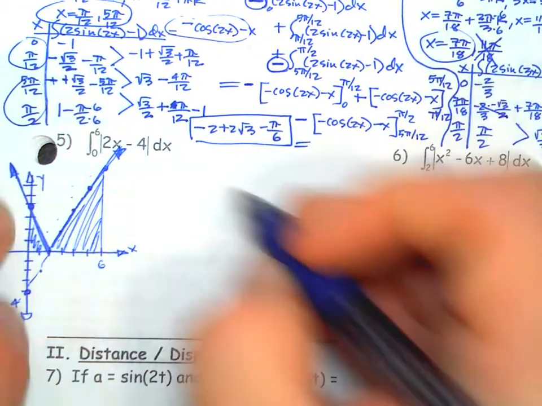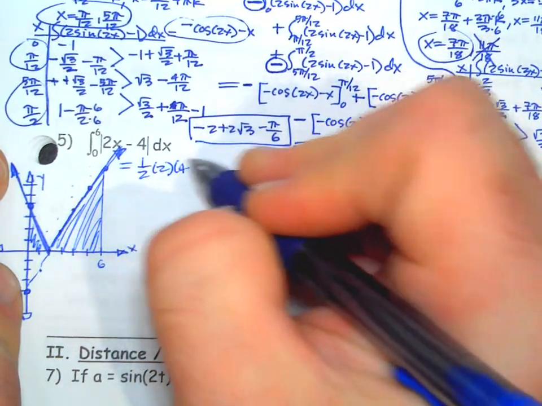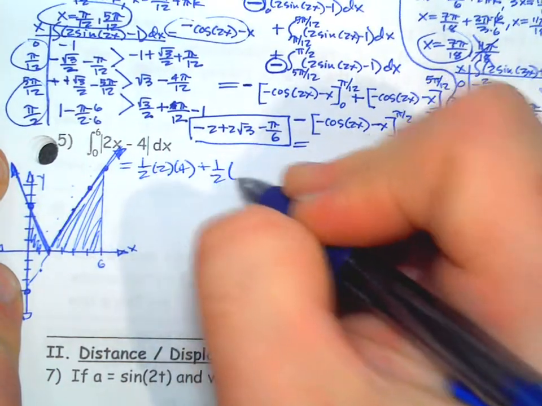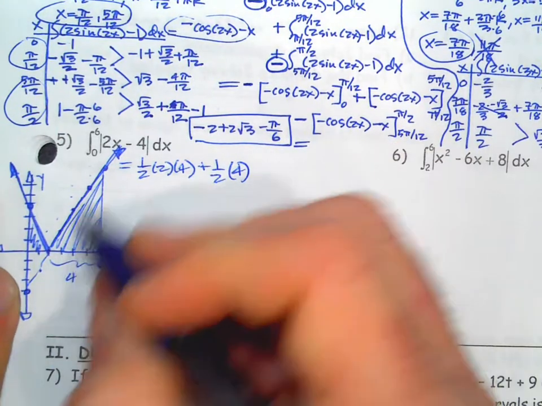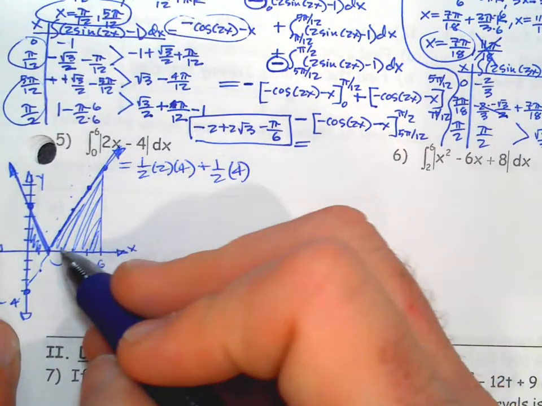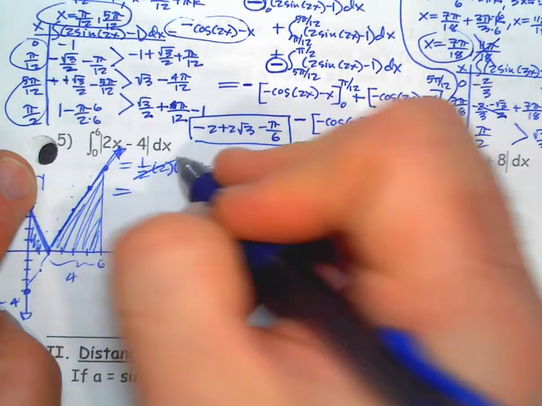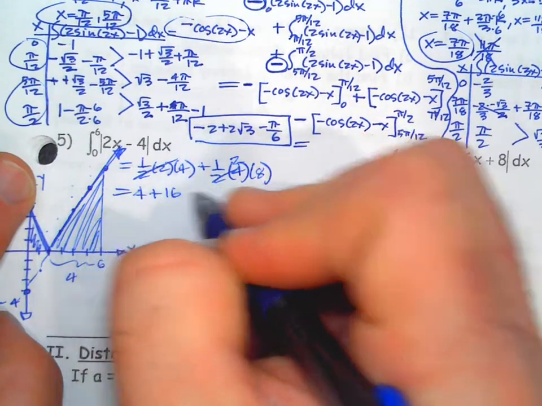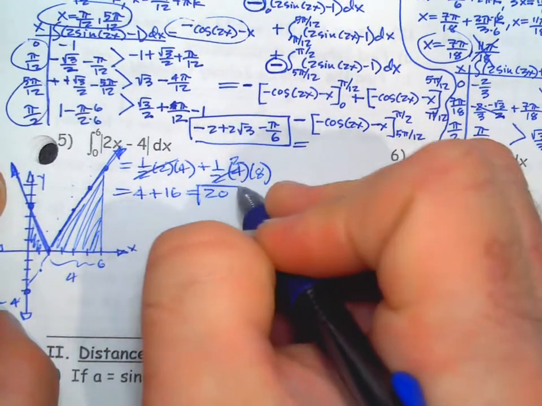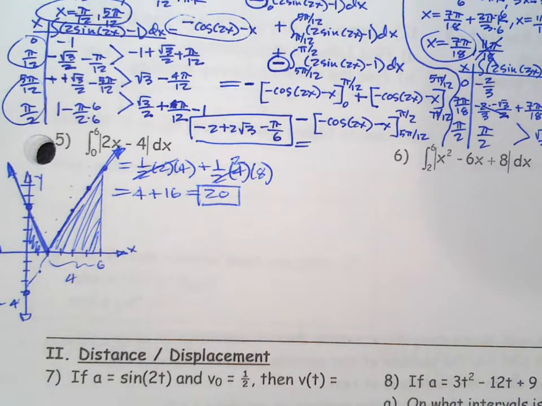And so we could do 1 half base times height plus 1 half. The base of this one is 4. The height, I wouldn't rely on my picture so much. The slope is 2. So if you go over 4, that means you went up 8. And so we get 4 plus 16 is 20. And that's the answer.